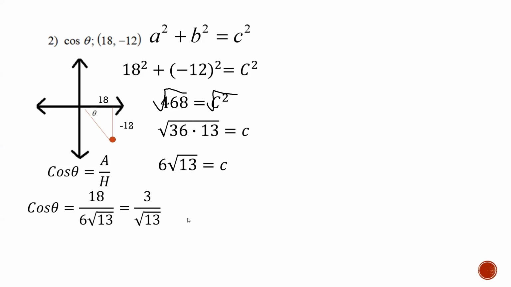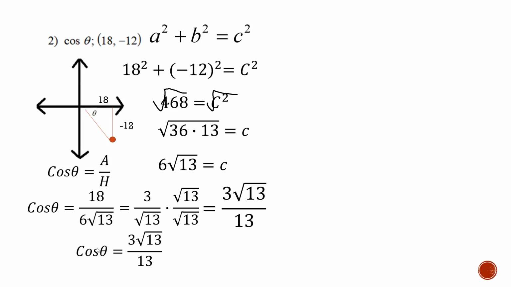Now we have to rationalize the denominator. So we're going to multiply top and bottom by the radical. Whenever you multiply a radical by itself, it's just going to be, in the top 3 radical 13, in the bottom 13, and that is your final answer. The cosine theta of this angle measurement is going to be 3 radical 13 over 13.